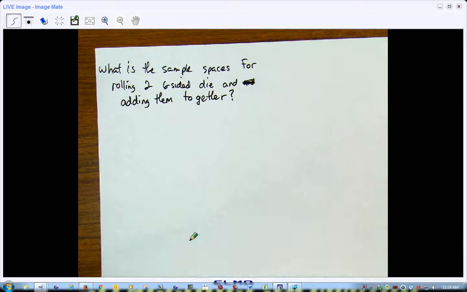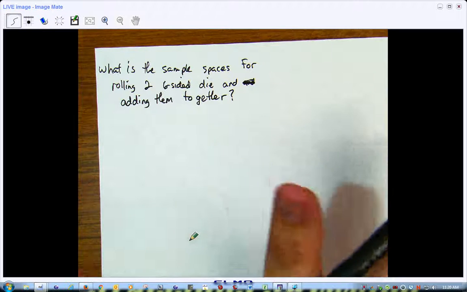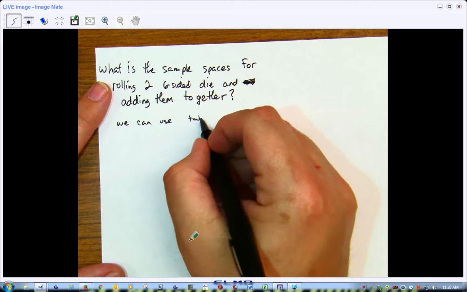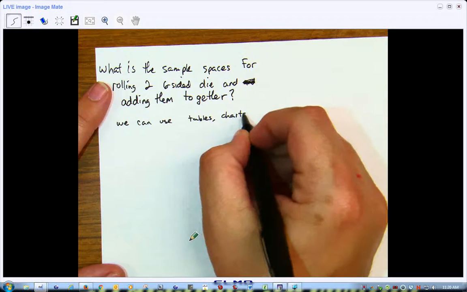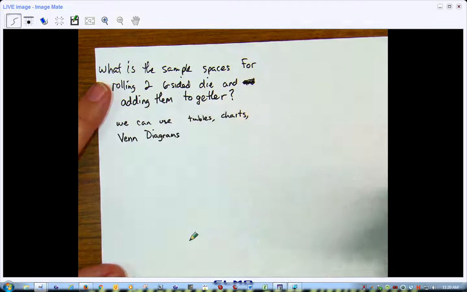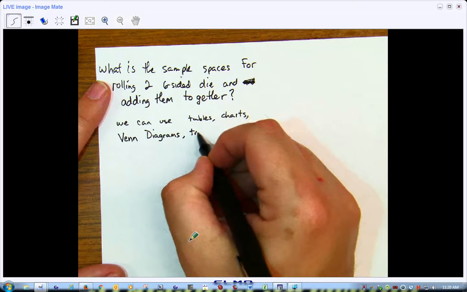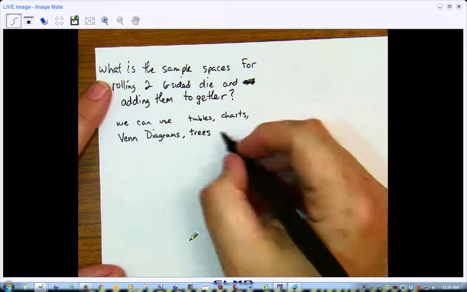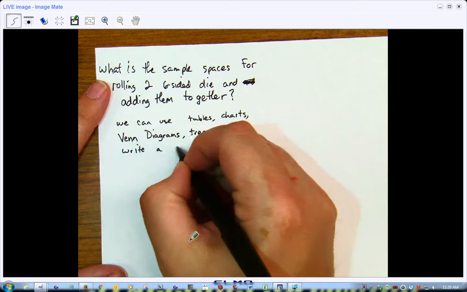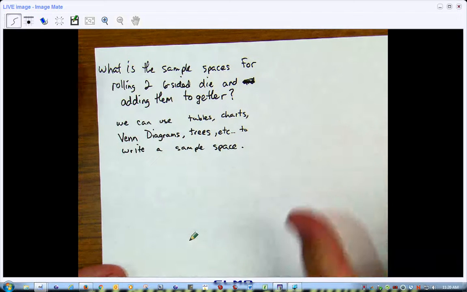Now, one of the nice things about this, and I'm sure in your head you're already developing a plan to do this, I'll just say this: we can use tables, charts, Venn diagrams, which we'll get into a little bit, tables, charts, Venn diagrams, trees. We can use all of those to write out a sample space.